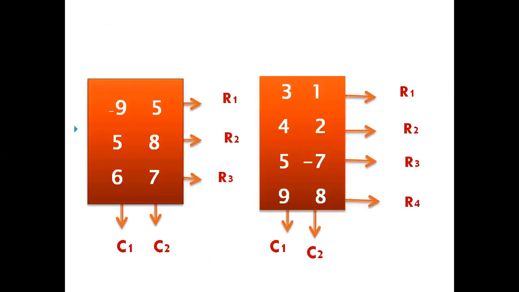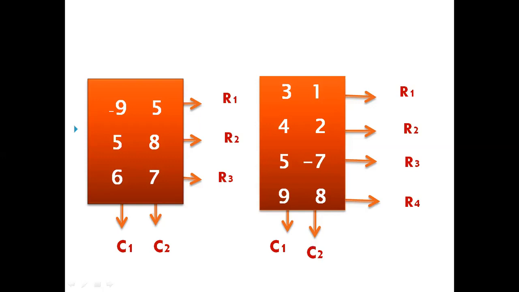Now let us discuss the next type. Here the first example, that is the first matrix, has 3 rows but 2 columns. The number of rows is not equal to the number of columns. Then another example has 4 rows, 2 columns. Here also the number of rows is not equal to the number of columns. The first example 3 rows, 2 columns. Second example 4 rows, 2 columns.